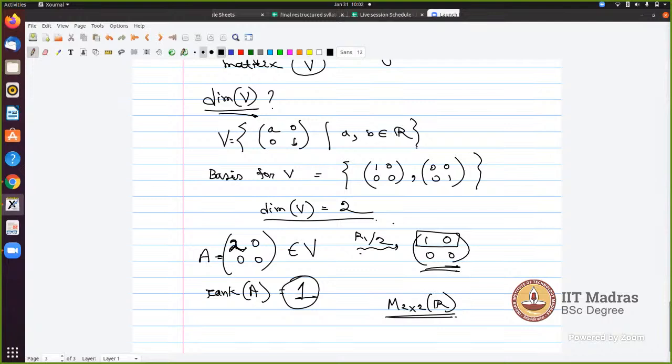So what does closed under addition and closed under multiplication mean? If you take two elements from that space, the sum will be again there. That is closed under addition. And if you take one element from that set and take the scalar multiplication, then if it belongs to the set again, then it is called closed under scalar multiplication. Okay, sir, got it.